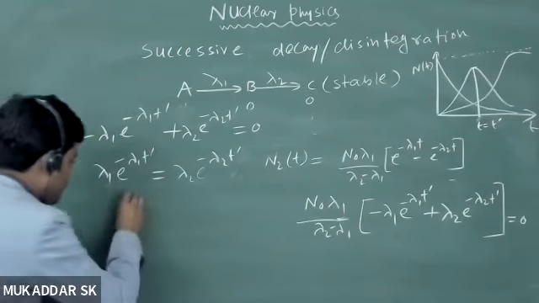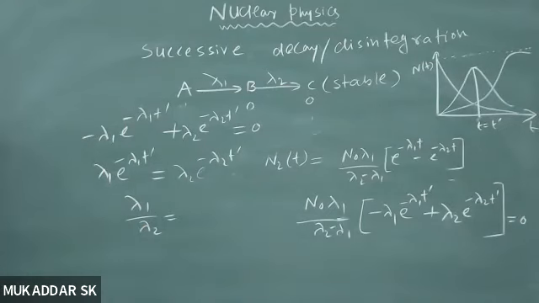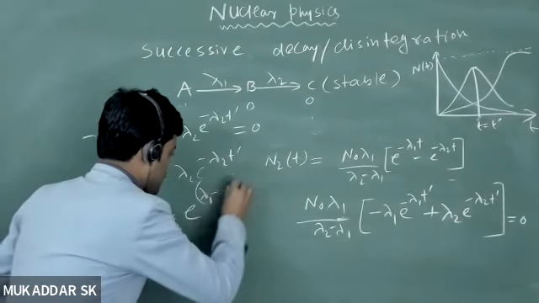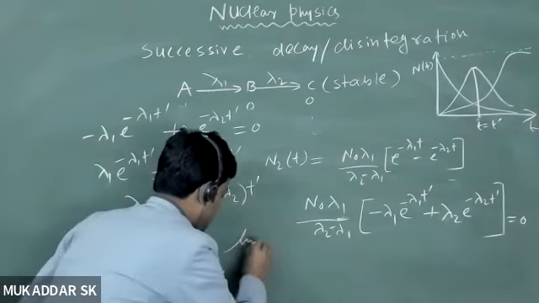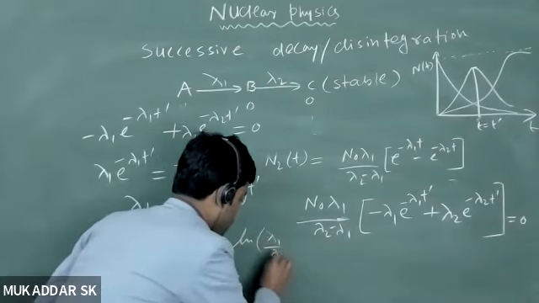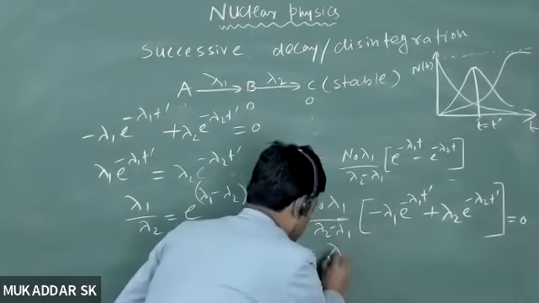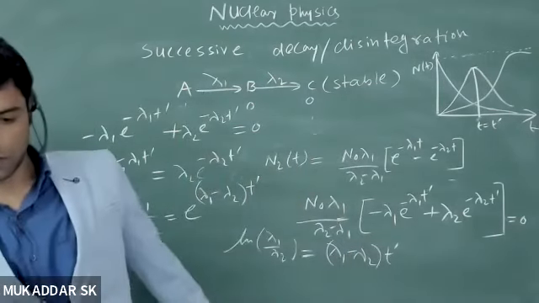Right? Now if you rearrange it, you will have lambda 1 by lambda 2. What will that be equal to? Tell me. e to the power lambda 1 minus lambda 2 into t dash, right? Yes, sir. Now if you take natural log on both sides, what will happen? You will have ln lambda 1 by lambda 2, and that will be exactly equal to lambda 1 minus lambda 2 times t dash. Right? Is this clear what I'm saying?